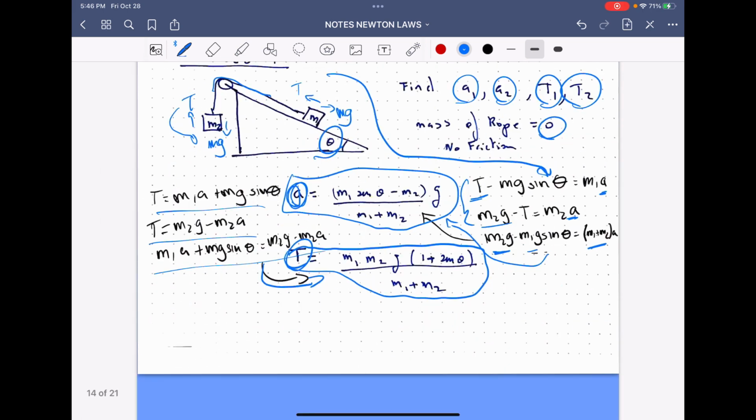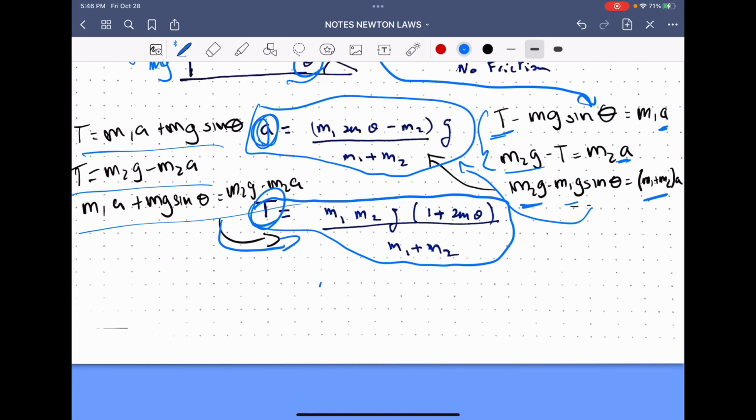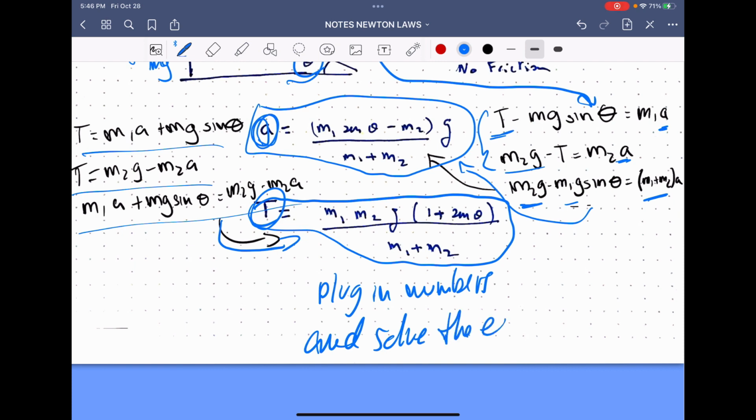And then for these equations, we just plug in the numbers and solve the equation. There we go.